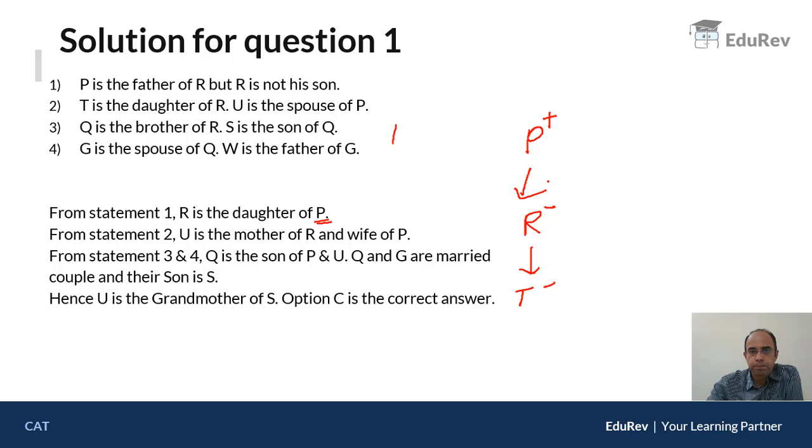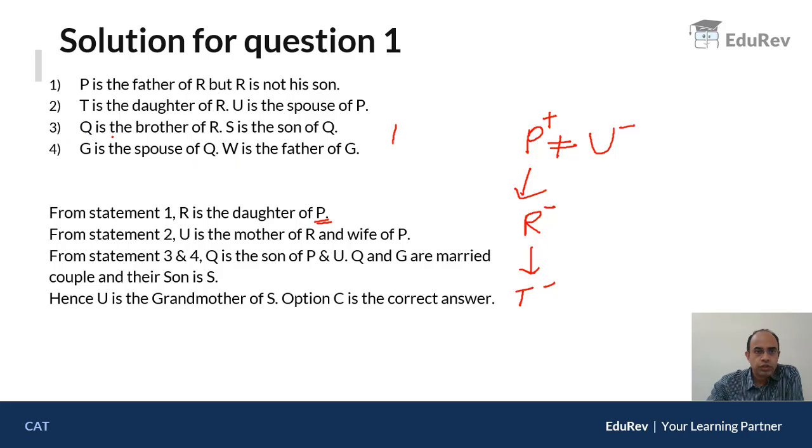U is the spouse of P. That means U is the spouse, either husband or wife. P here is a male, that means P is the husband. That means U has to be a wife. A wife means female, a negative sign.